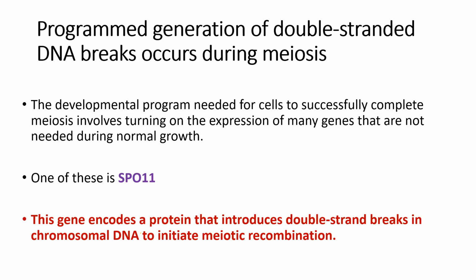So we know that the first step in a double-strand break repair pathway for homologous recombination is introduction of a double-stranded break. And we've seen in the previous recording that no protein has been found in E. coli especially for this purpose. But in eukaryotes, there is a protein designated for this purpose. And this protein, SPO11, introduces double-stranded breaks in the chromosomal DNA during meiosis to initiate meiotic recombination.